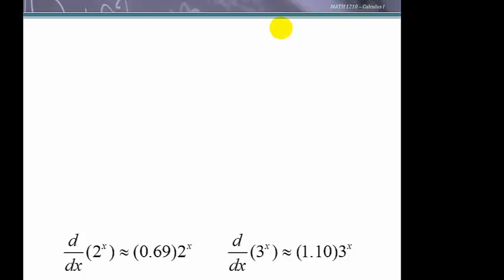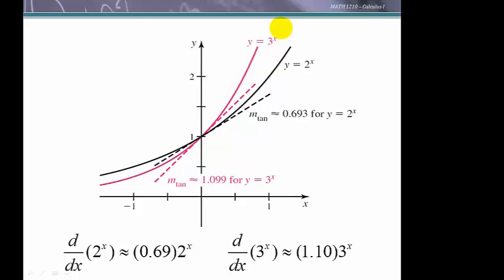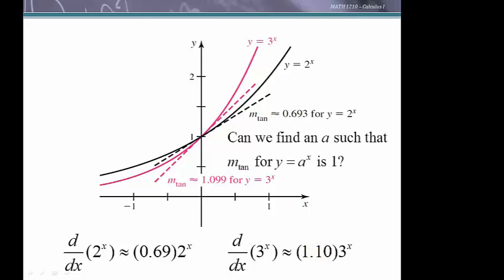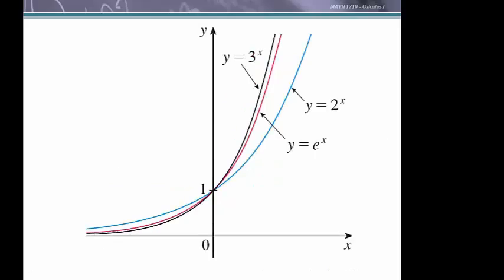We have the two derivatives for 2 to the x and 3 to the x, and if we looked at those graphically, we can see that this value here is less than 1 for 2 to the x, greater than 1 for 3 to the x. And so if we wanted a slope of a tangent that would equal 1, we can see that it would have to be somewhere between 2 to the x and 3 to the x. It looks like a little closer probably to 3 to the x. So could we find an a so that the tangent line equals 1? And the answer is yes, and in fact that function is e to the x.